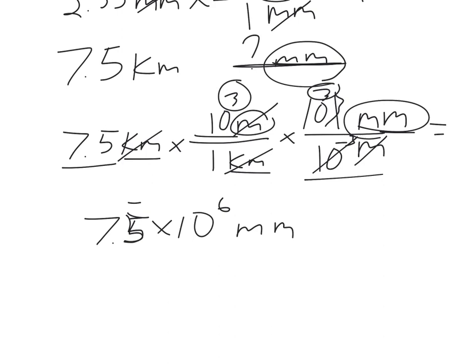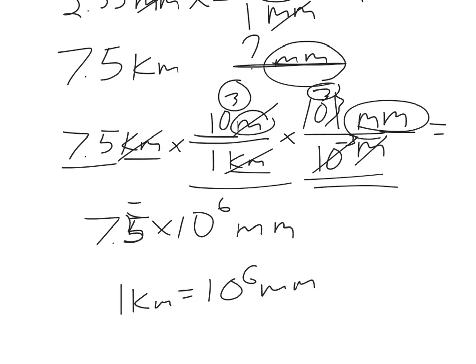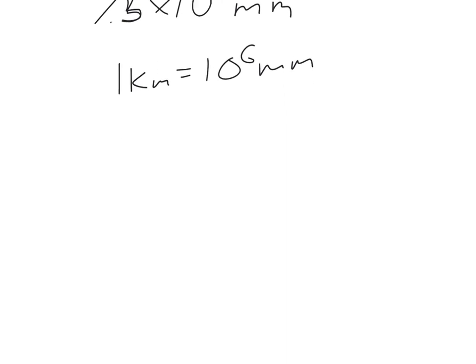There we go. So that's like a 2-part conversion. 1, 2. It involves 2 conversion factors. And if you knew the conversion factor between kilometers and millimeters, if you knew that 1 kilometer is the same as 10 to the 6th millimeters, fine. You can go ahead and do that in one step. Just more stuff to memorize. Totally okay.